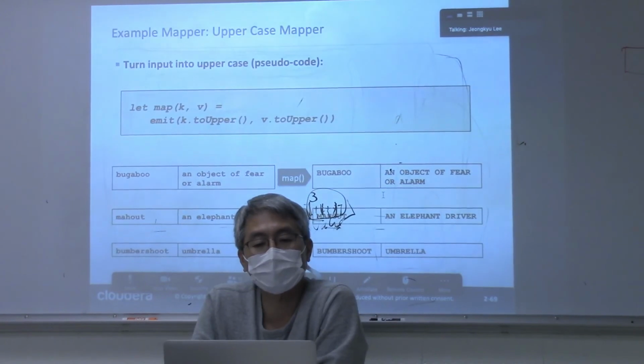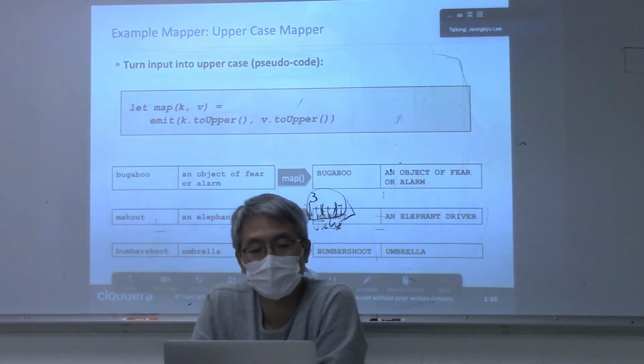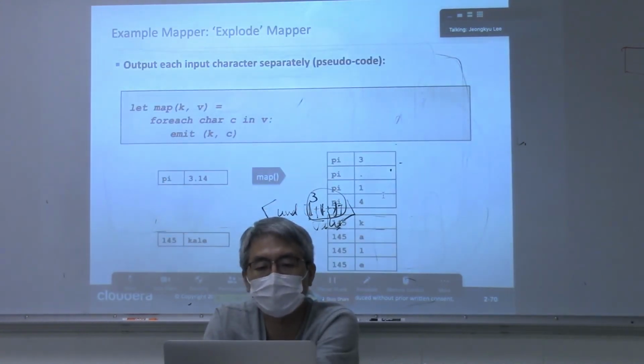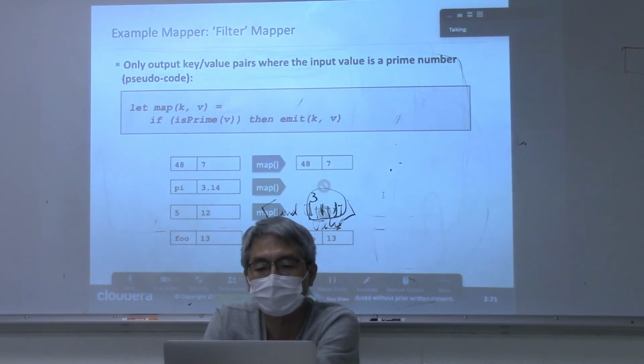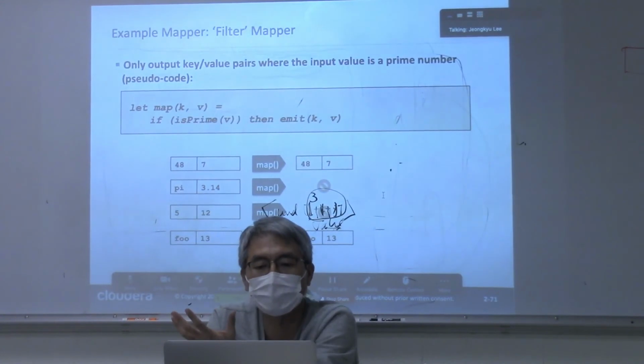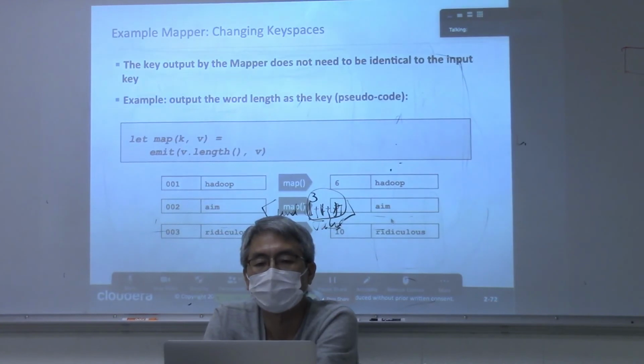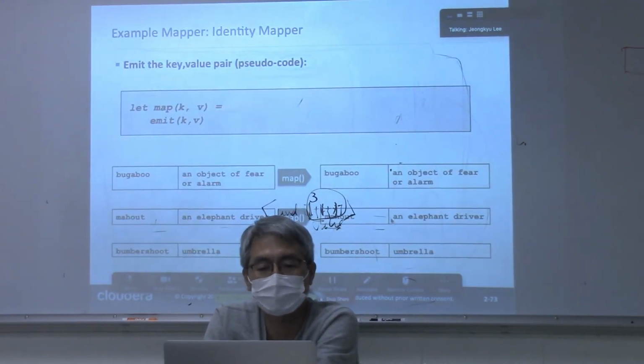There are several use cases for the key and value, but I'm going to skip this part. Sometimes we can apply a filter mapper, for prime numbers only, for example: whether it's a prime or not. If it's not prime, no; if it's prime, yes, and return. There are several different use cases. The identity mapper is the same thing, it just sends the data as is.